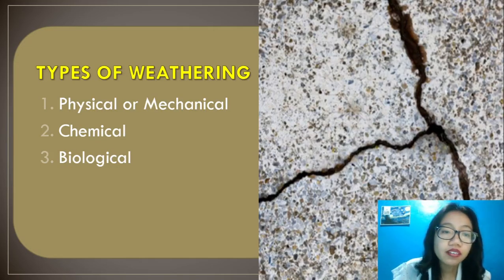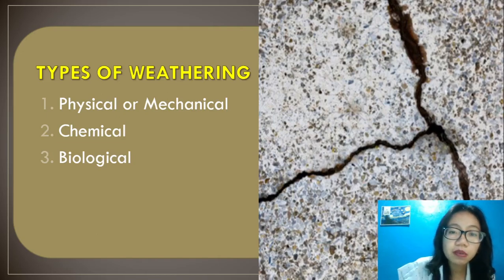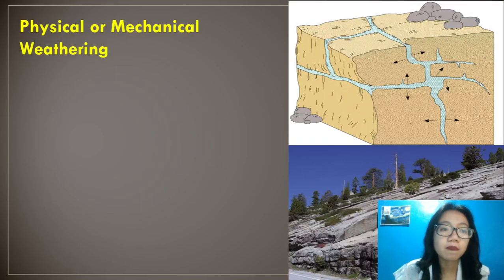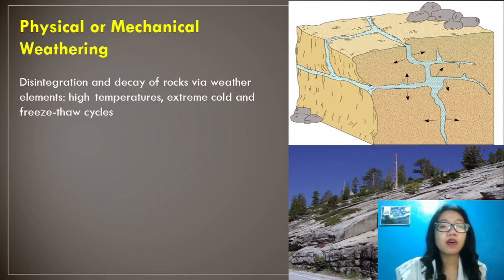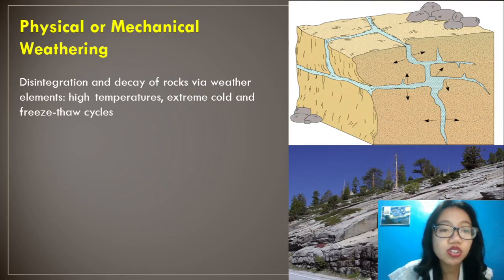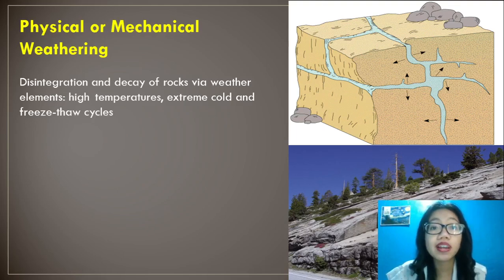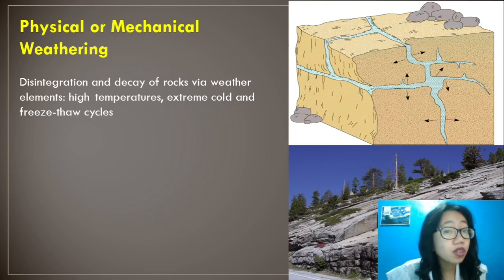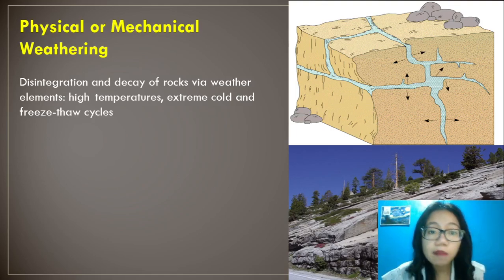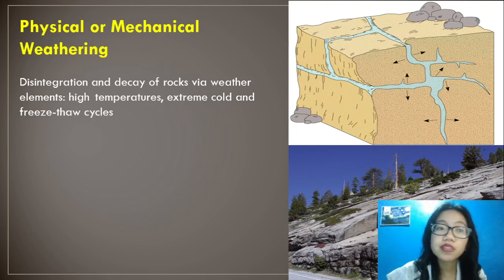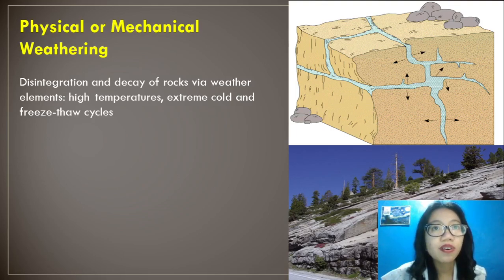Okay, so there are different types of weathering. We have three. So first, you have your physical or mechanical weathering. Second is your chemical weathering. And then finally, biological. So when we say physical or mechanical weathering, this is the disintegration or decay of rocks via weather elements. So subjecting landscapes to extreme or different changes in weather and temperatures, involving freeze-thaw cycles, as in our example earlier, will start the weathering process.